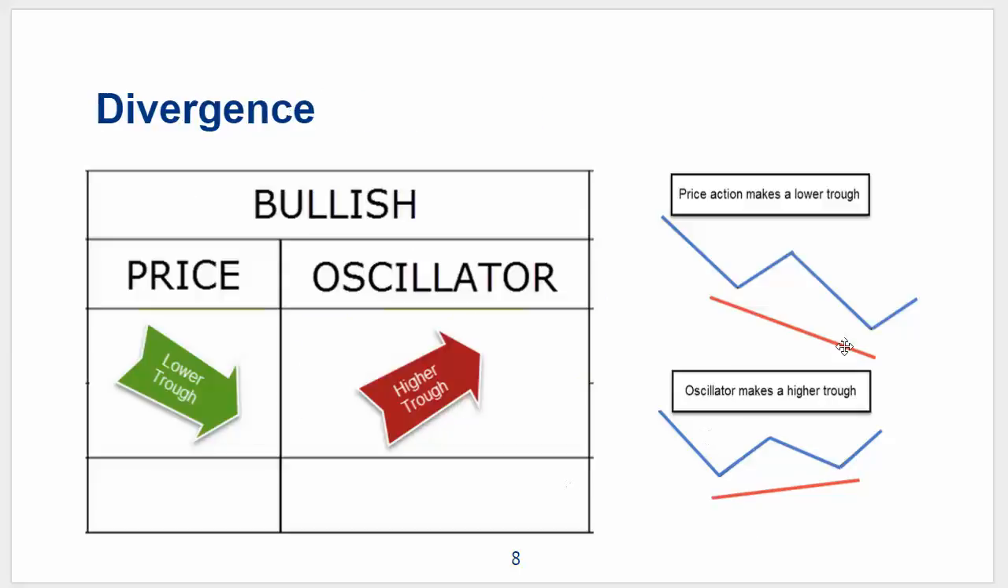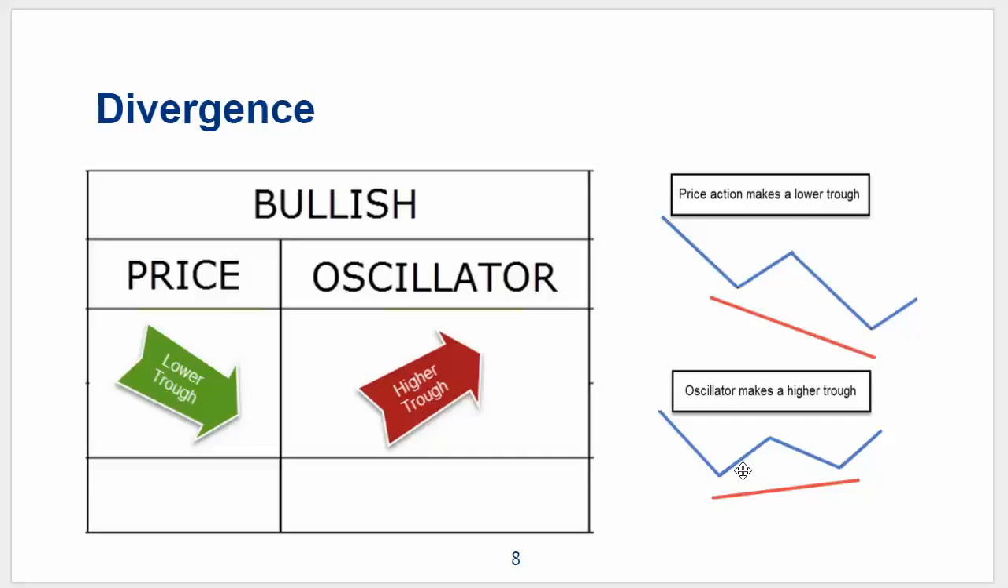And here's what it looks like on the right hand side. Here we have price action trending down. We define trend as the market making a series of lower peaks and lower troughs. So here's a peak, a trough, lower peak, lower trough.